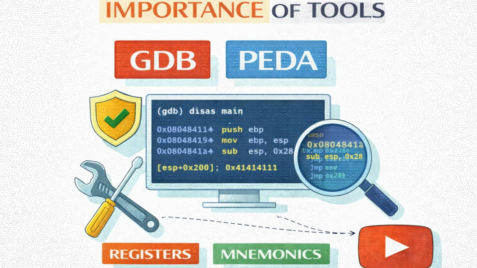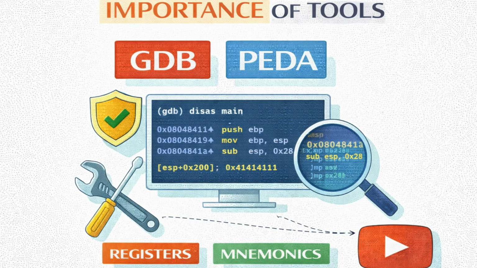And that offset, the exact number of bytes of junk you need before you can start overwriting the return address. That is the golden ticket for a buffer overflow exploit. And PEDA gives it to you instantly. It saves hours of manual accounting and just frustration.